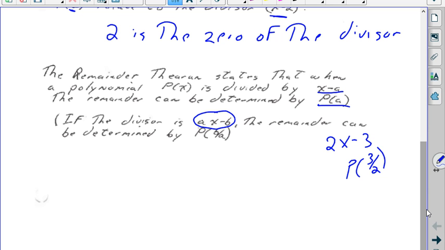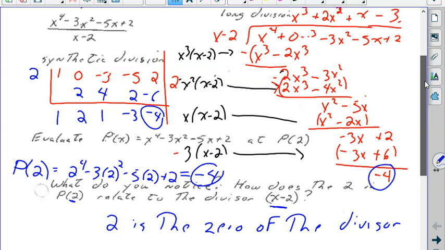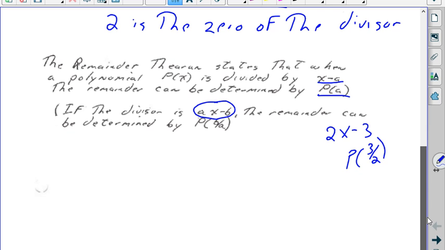Now, the biggest time that I want to know the remainder is when asking whether this is a factor. Before I go ahead and do this long division, maybe I should see if it's a factor beforehand. I have to know how to do long division, because if the divisor is 2x minus 3, we can't do synthetic division. We can, but it requires a little bit more work, and I don't want to go there. It's either synthetic or long division. I want to know when a thing is a factor.